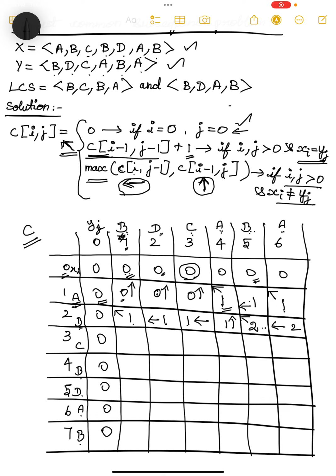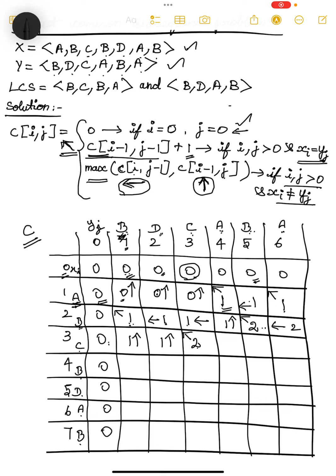Then come to the next row. Here B and this is C. Both are not same. So whichever value is maximum among these two, that must be taken. So I am taking this value. So I am putting this upward arrow. Here D and C both are not same. So taking the up value and putting the up arrow. C and C both are same. In that case, this previous row, previous column value I am taking and I am adding 1 with that value, and I am putting this slanting arrow mark.